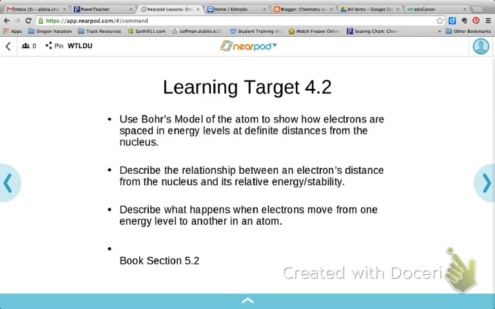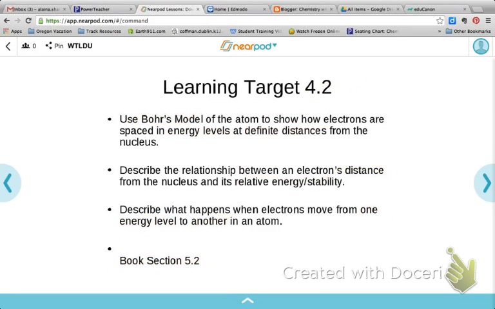So just as a reminder here, I'm trying in your Unit 4 to indicate to you where your information can be found in the book for a learning target. So this will be found in section 5.2. It is Learning Target 4.2. And in this we're going to use what's known as Bohr's model of the atom to show how electrons are spaced in energy levels at definite distances from the nucleus. We're going to describe the relationship between an electron's distance from the nucleus and its relative energy or stability. And we're going to describe what happens when electrons move from one energy level to another in an atom. So those are our three goals for 4.2.